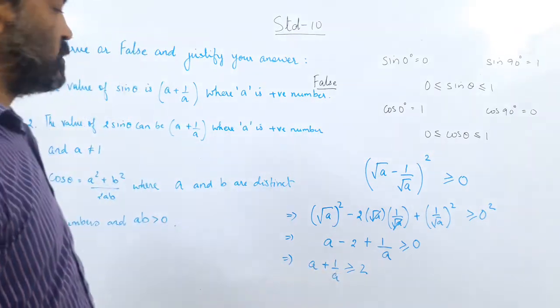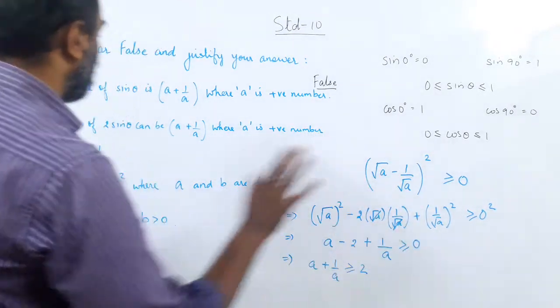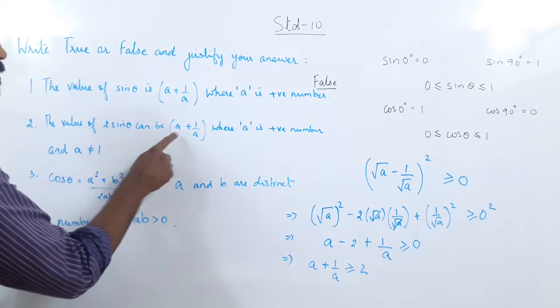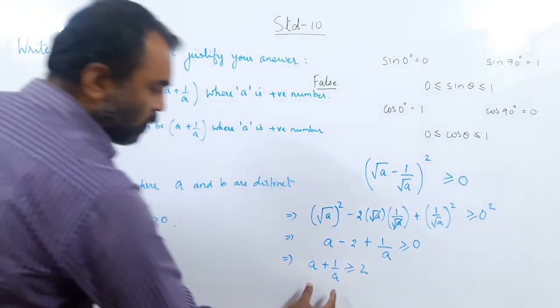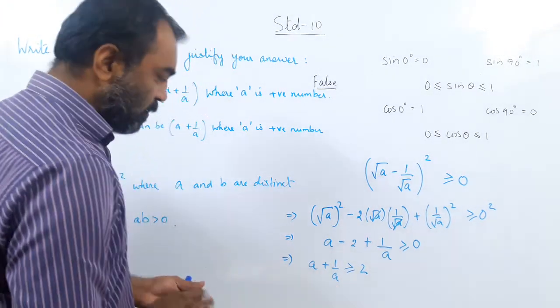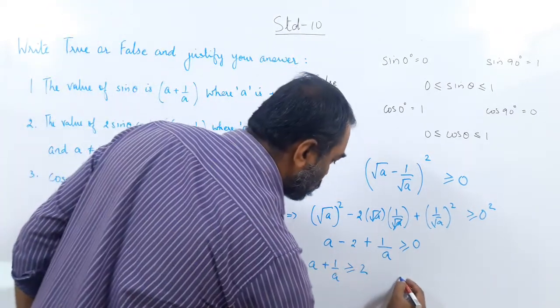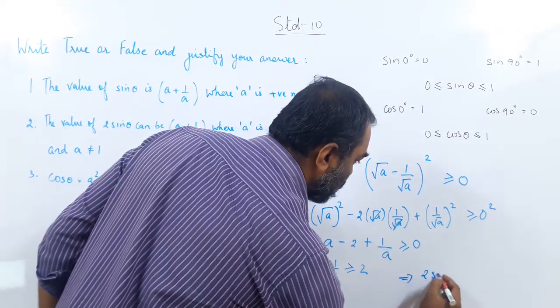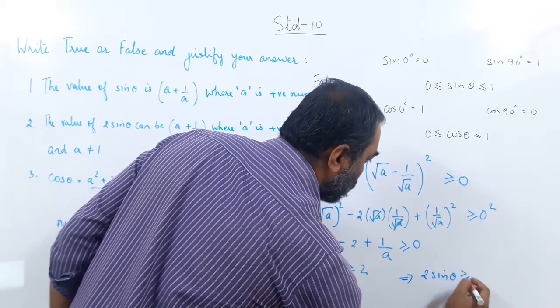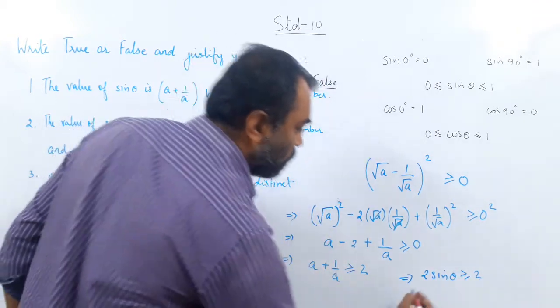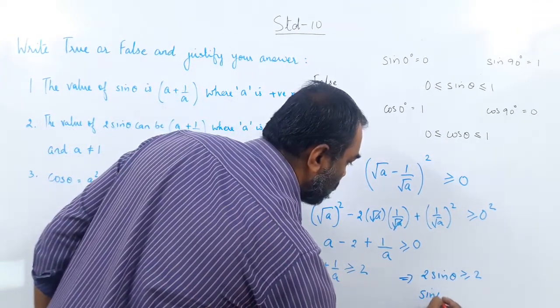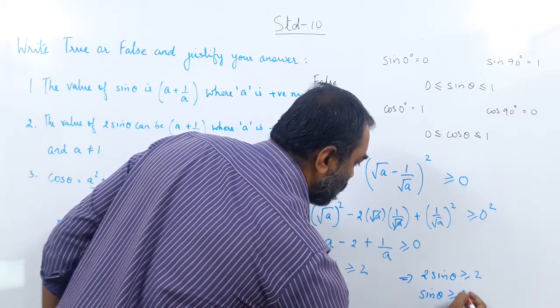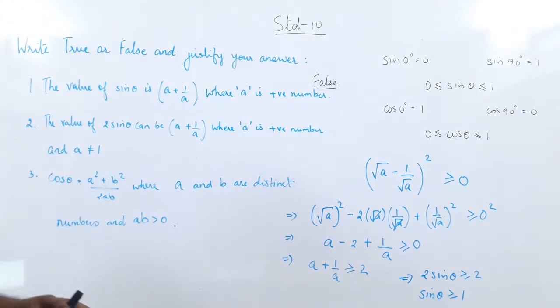Now let us check the next one. So this step you follow continuously. Now 2 sin theta can be this. So if this is 2 sin theta, then further we have 2 sin theta is greater or equal to 2, which means sin theta is greater or equal to 1. Okay? Clear? So from the previous sum, I have continued to the next part.